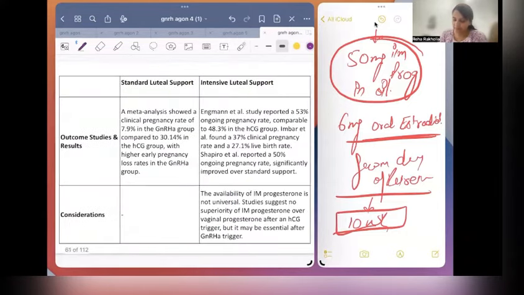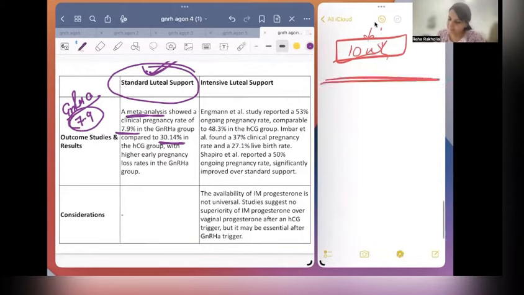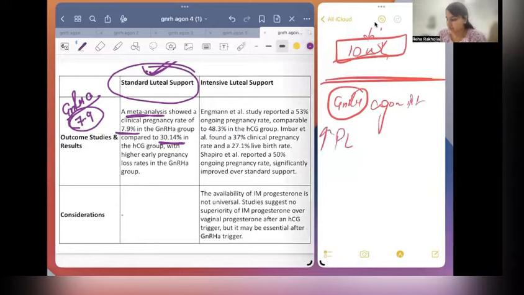Then there was a meta-analysis which showed that with standard luteal phase support after GnRH agonist trigger, the clinical pregnancy rate was only 7.9, and with HCG, the pregnancy rate was 30.14. 7.9 is very low. If we give standard luteal phase support in a GnRH agonist protocol, we'll get a very low pregnancy rate. And in the GnRH agonist group, there was more pregnancy loss.